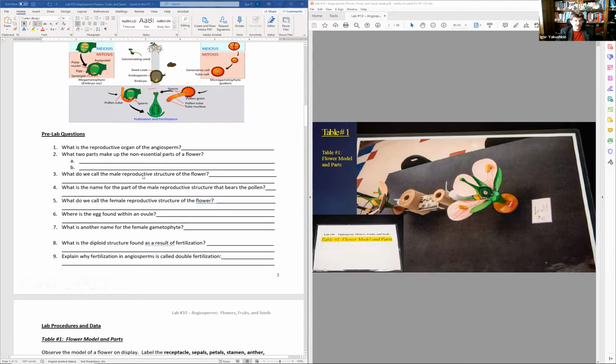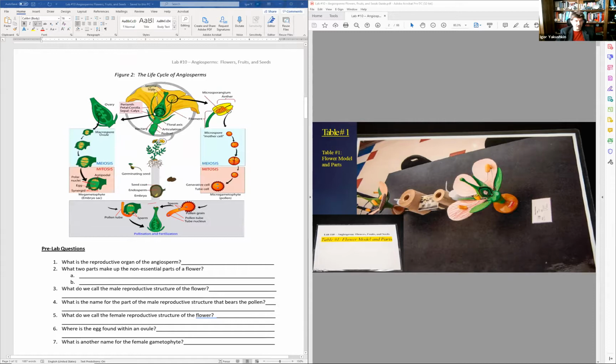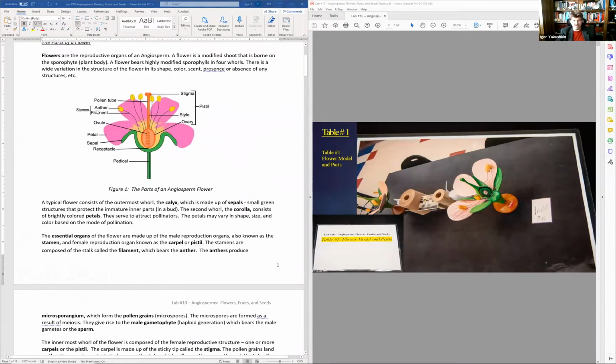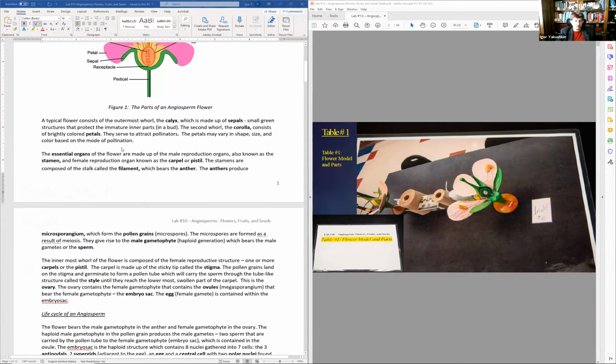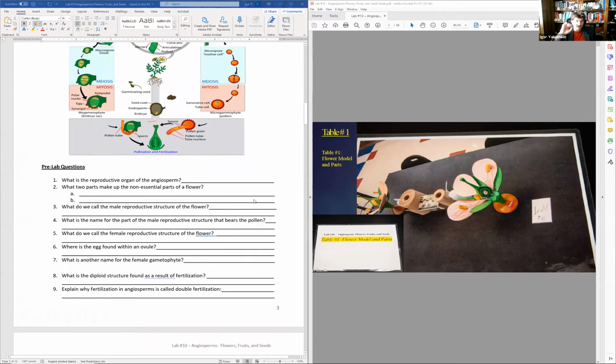What do we call the male reproductive structure of the flower? And here we have it right here. So that would be anther, right? With a filament overall. I think it says right here. Yes, stamen. But if you answer anther, I'll be okay with it. What is the name for the part of the male reproductive structure that bears pollen? Now we are specifying, and it's anther, right?